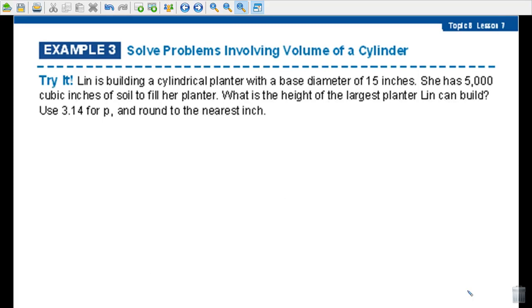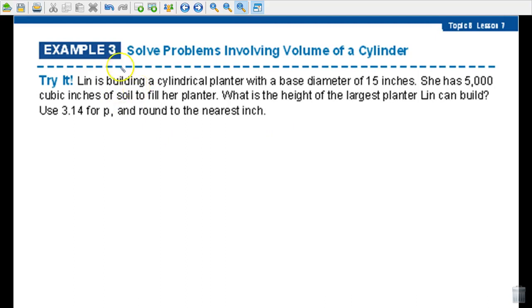Lynn is building a cylindrical planter with a base diameter of 15 inches. She has 5,000 cubic inches of soil to fill her planter. What is the height of the largest planter Lynn can build? So, this is not example 3. This is actually example 2.